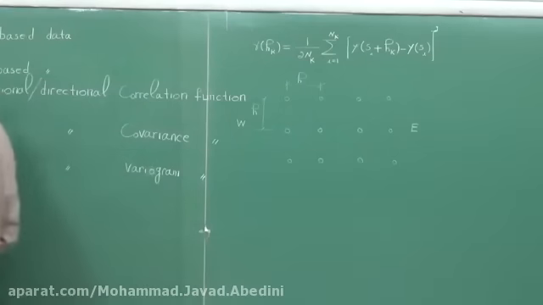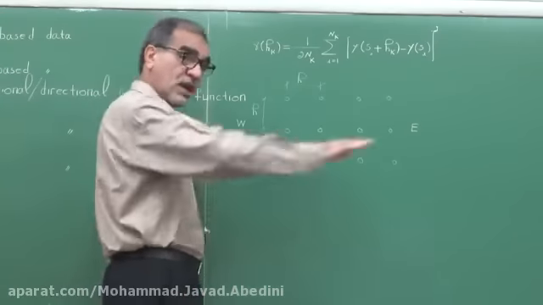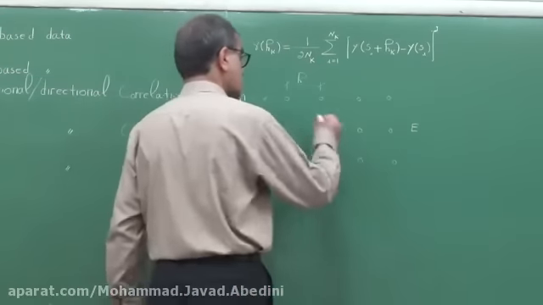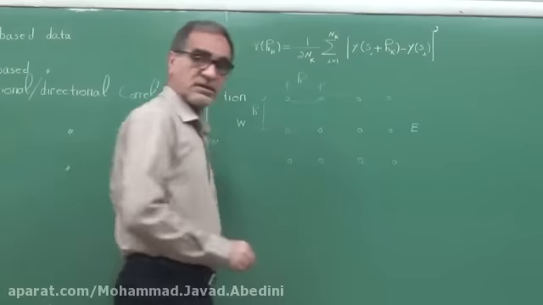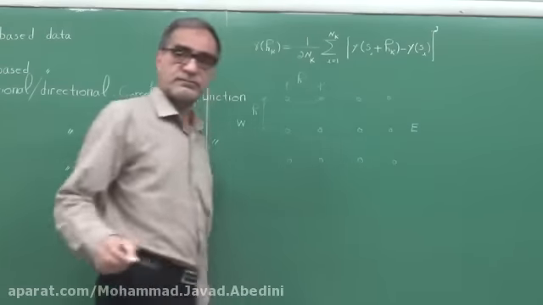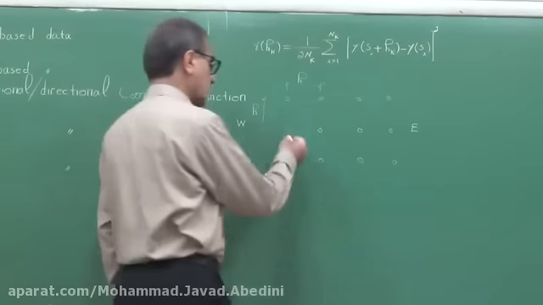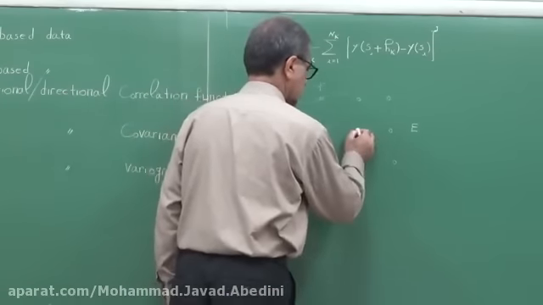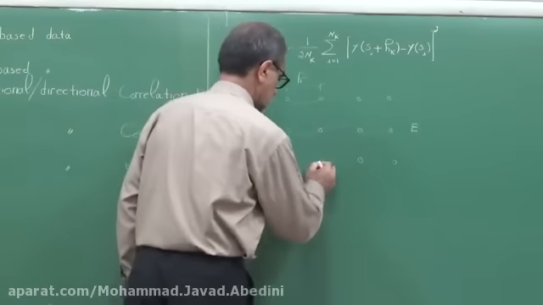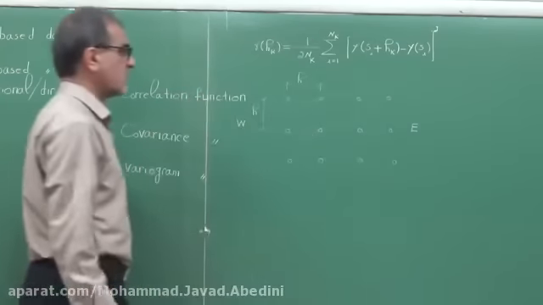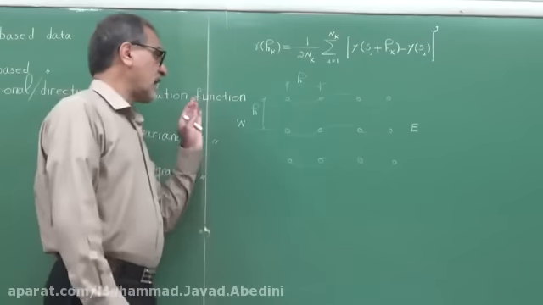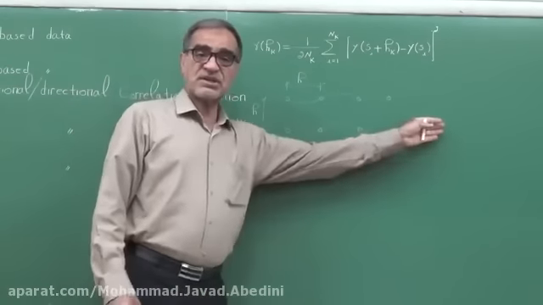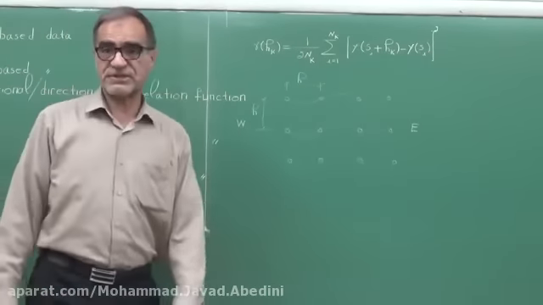If you want to count the number of pairs whose separation distance is h, and they are located along west-east direction, this is going to be the first pair, this is going to be the second pair, and this is going to be the third pair. And then you can go ahead, altogether 9 pairs. You have 9 pairs in west-east direction whose separation distance is h.